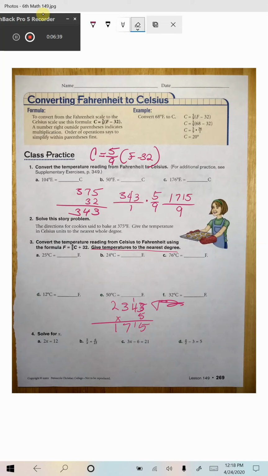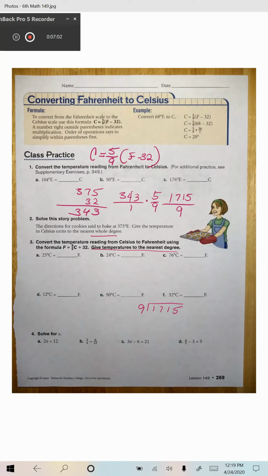At this point, I'm going to divide. I'm going to get rid of all this because it confuses me. I'm easily confused. So we're going to set up this problem. 1,715 divided by 9. And it's going to go into the decimal. They warned us that it will.